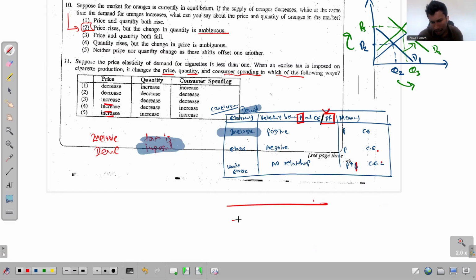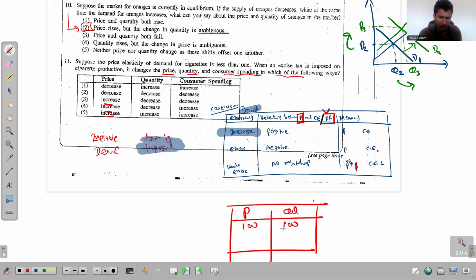Now, for example, let's assume that the initial price is 100, and the quantity demanded is 100. And as the result of this tax, let's say that the government is imposing a tax of rupees 20. So due to the tax, the price increases, right? But the problem, since it's having this inelastic demand, the demand drops. It's true, the demand decreases, but by a very insignificant amount. Even if the price increases by 20%, the demand drops just by 1%.